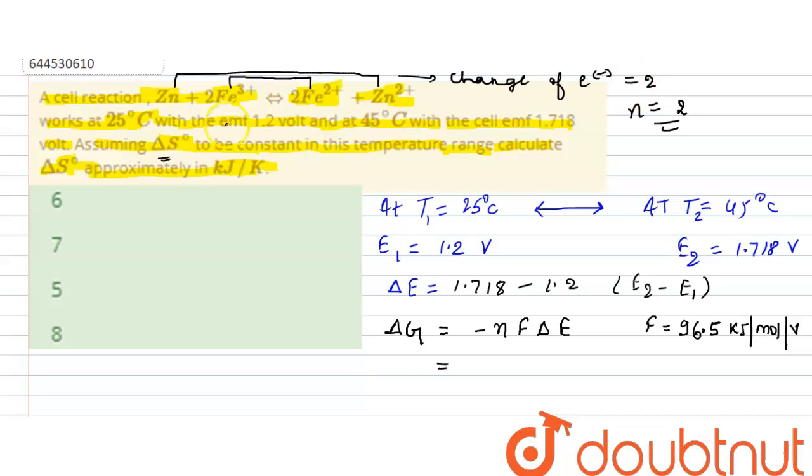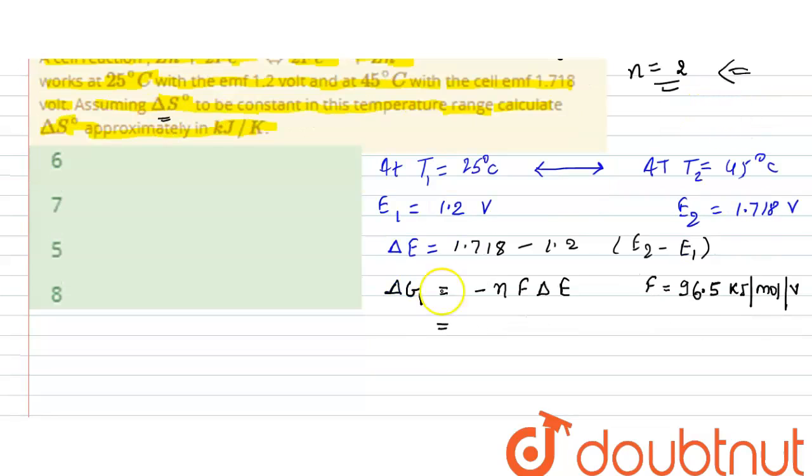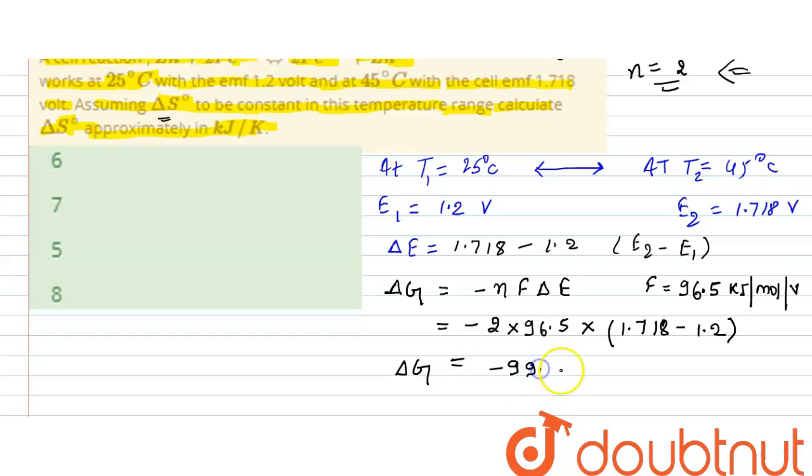So that is why n is equal to 2, because Zn goes from 0 to plus 2, or for 1 mole of Fe the change is 1, so for 2 moles the change is 2 electrons. So the total change is of 2 electrons, right? So we put the value of n as 2: minus 2 into 96.5 into, what is delta E, 1.718 minus 1.2. So delta G will come out to be around minus 99.974 kilojoule, right? This will be the value of delta G.